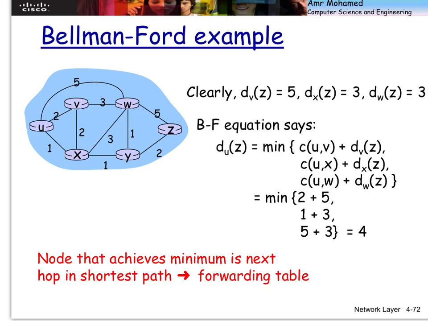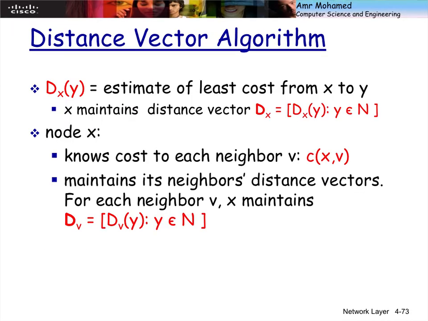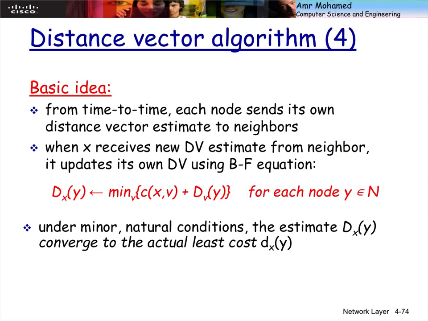But this Bellman-Ford is very straightforward. It's not like a complicated algorithm like Dijkstra. This is very easy. It's just one equation. So that's the explanation that's written here.